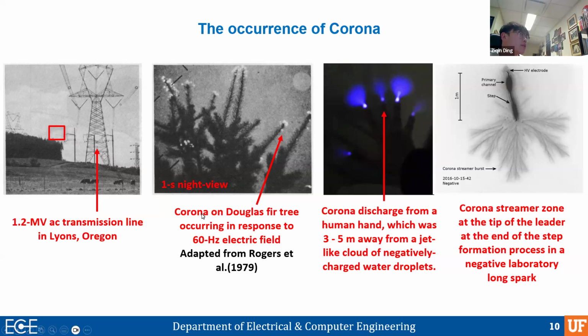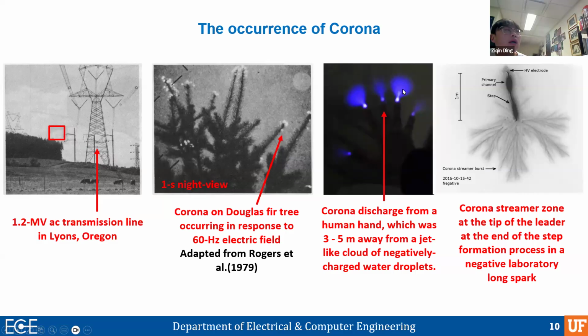The first is a 1.2 megavolt AC transmission line in Lyons, Oregon, and we zoomed in on top of the area that shows a Douglas fir tree. In response to that transmission line's 60 hertz electric field, we can see the corona discharge at the tree's tip.